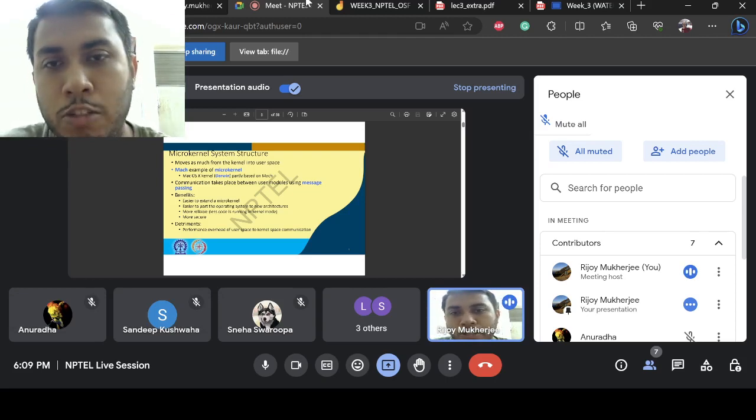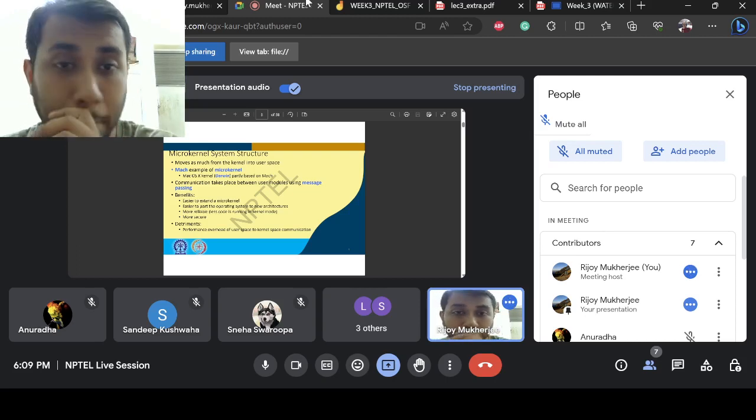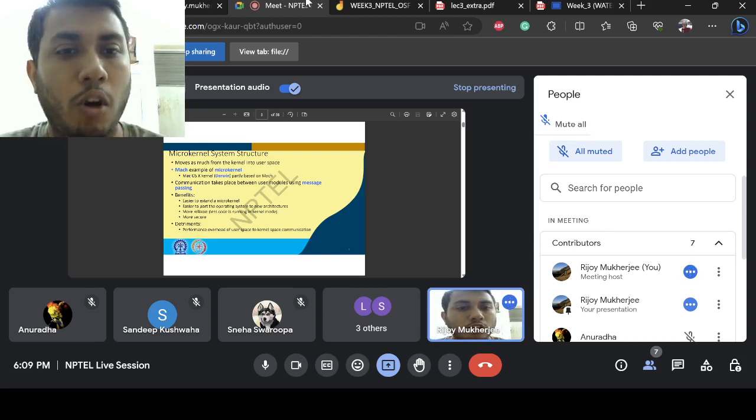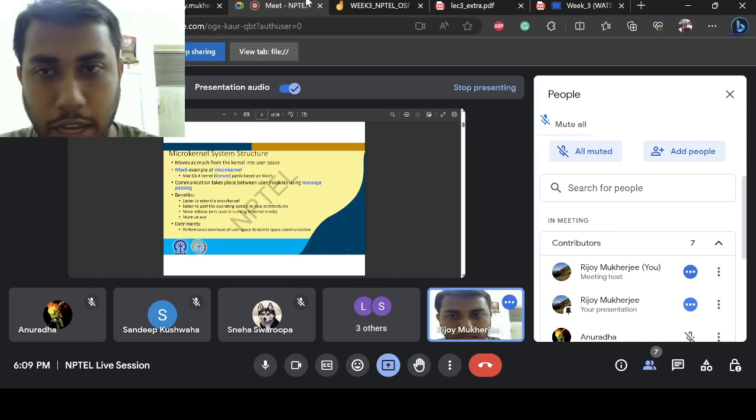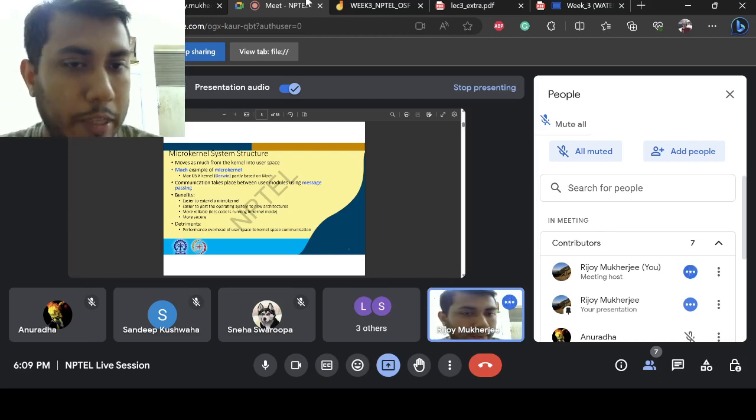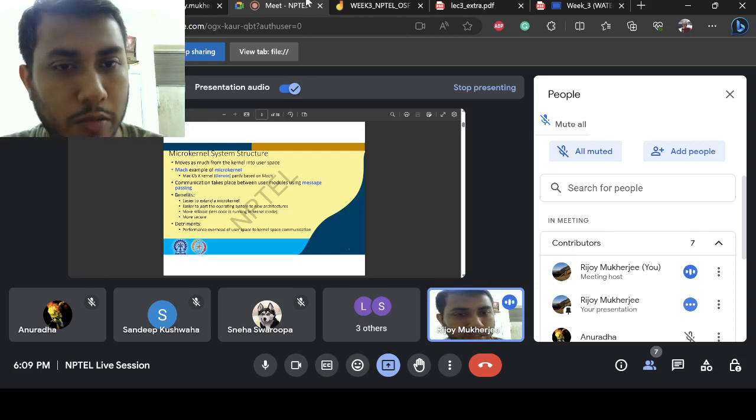Communication between each module takes place through message passing. Message passing is a communication tool which we will come across later when we discuss processes, like how processes communicate with one another. There we will come to inter-process communication, IPC. So message passing happens there.